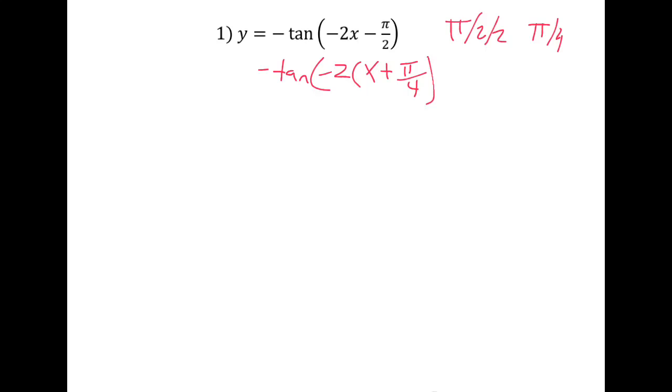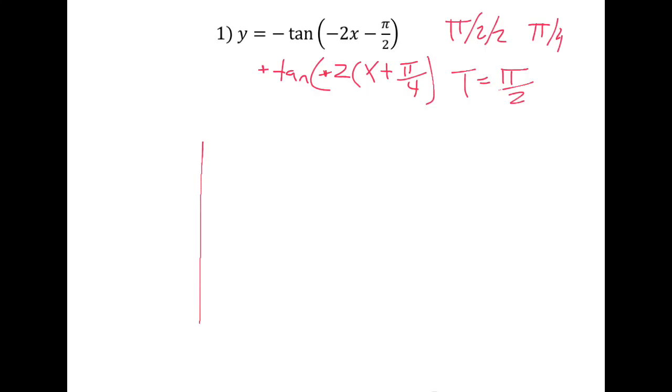But again, remember that tangent is an odd function, which means that we could pull that negative out front, which would give us a double negative, making this equivalent to tangent of positive 2 times x plus pi over 4. So what's our period? Well, our period is normally pi for a tangent function, but we're dividing it by that coefficient of 2, so our period is going to be pi over 2.